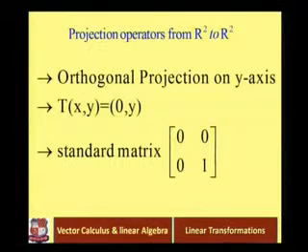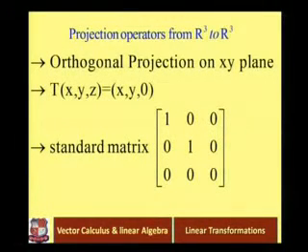Orthogonal projection on the y-axis. Only the y component stays the same, the x component becomes 0. So T of (x, y) is equal to (0, y). So the standard matrix is 0 0 and 0 1. Again, orthogonal projection on the xy plane, because projection operators are now defined from R3 to R3. So T of (x, y, z) is equal to (x, y, 0), because it is projection on the xy plane. The x and y coordinates are the same, the z coordinate becomes 0.